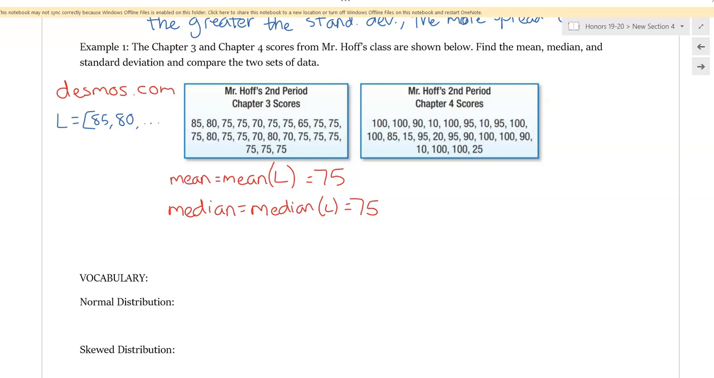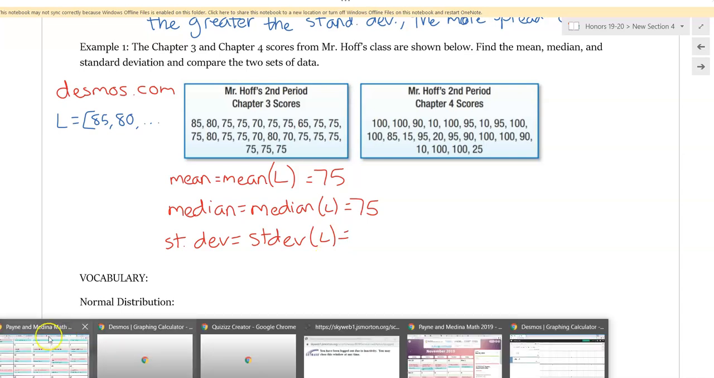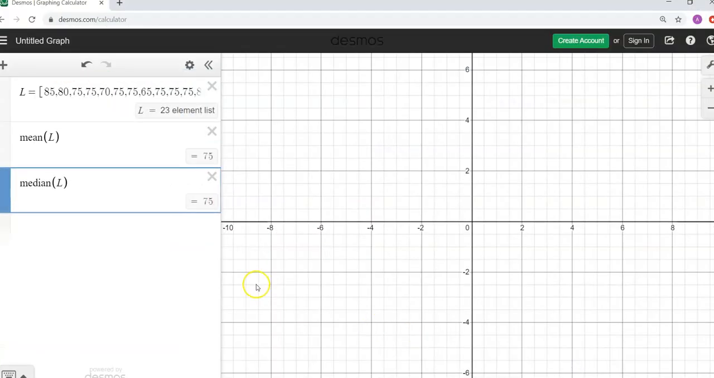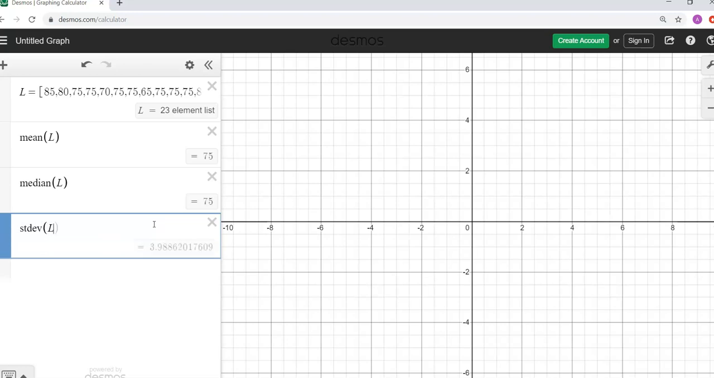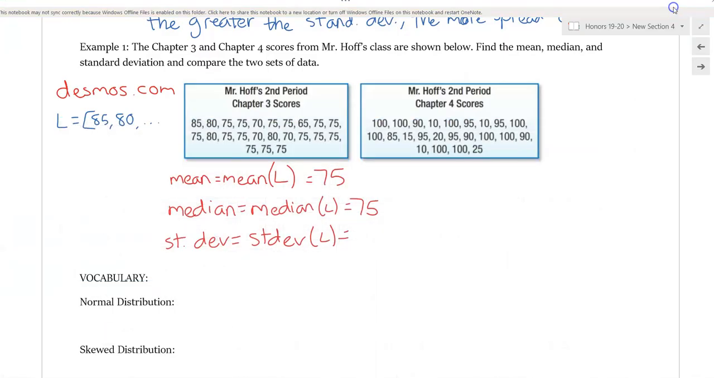And finally, we have our standard deviation. And just how I abbreviated it, the div of L. Okay, so that one gets abbreviated. You do not have to type in the whole word standard deviation. Okay, so if I make another, and we get about 3.99.